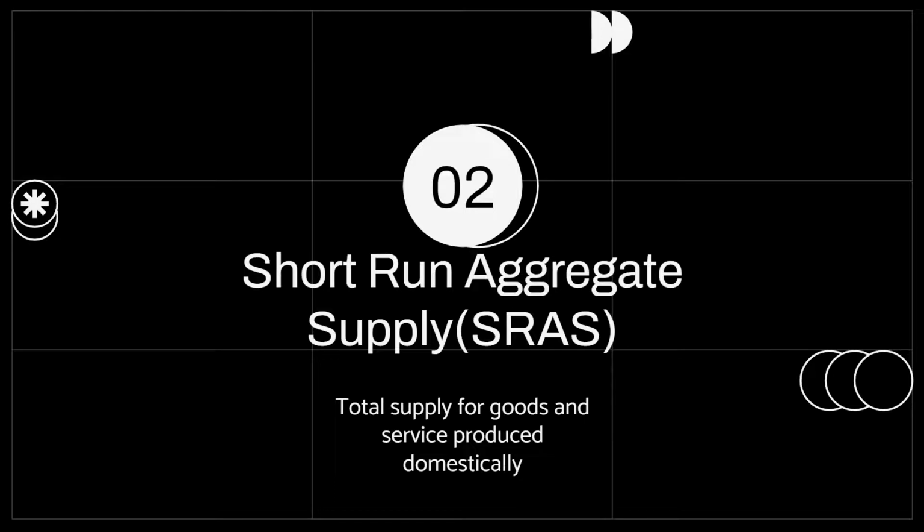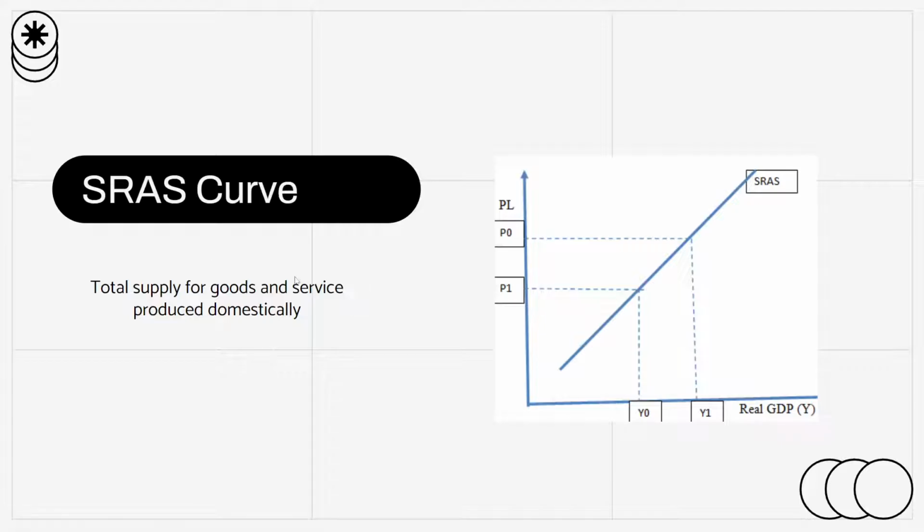Now let's look at the second part, which is the short-run aggregate supply curve, which basically shows the total supply for goods and services produced domestically. And notice here it says short run. This is important for the next topic that I explain. So what is the short-run aggregate supply curve? It's the total supply for goods and services produced domestically, like previously said. It has price level here, real GDP, same labels, and as you can see, it's an upward sloping curve like any supply curve would be.